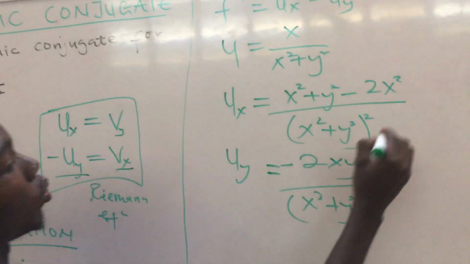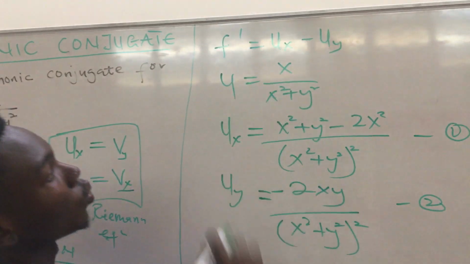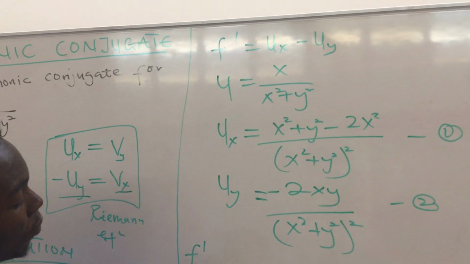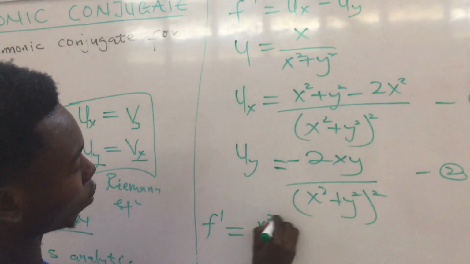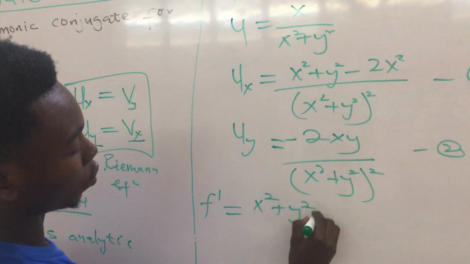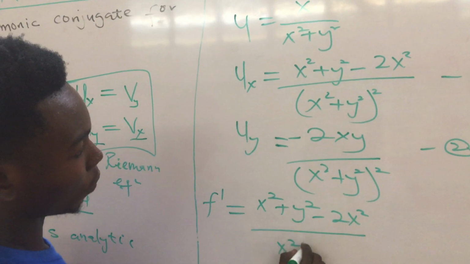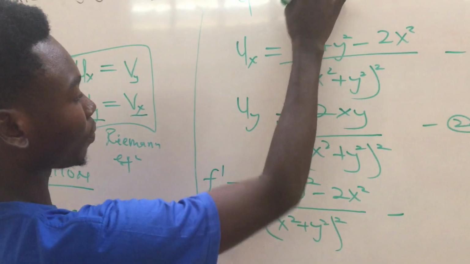So what we are going to do, we are going to substitute this equation 1 and this equation 2 into this. Are you okay? That means our f prime will be equal to x squared plus y squared minus 2x squared all over x squared plus y squared all squared minus.